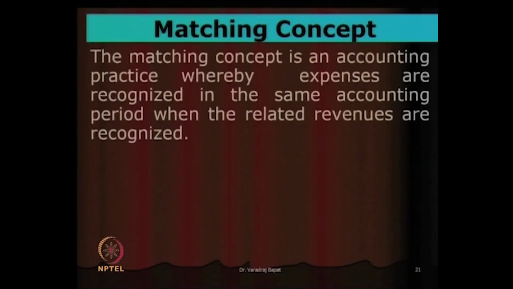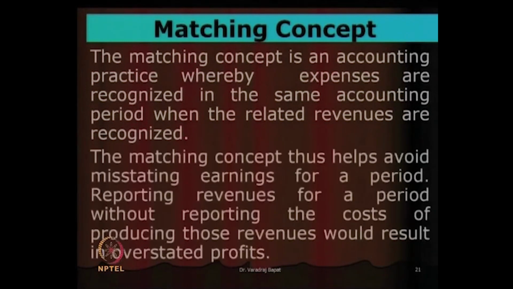Now, let us go to the next concept, that is known as matching concept. Matching concept tells us that whenever the expenses are recorded in a particular period, the related revenue should also be recognized. Matching concept helps us in avoiding misstating income or earnings for a period, and reporting revenue of one period in the next period without reporting the cost. We have just now seen an example where we record purchases, but if we do not record sales, there will be a misstatement, there will be an understatement of profit. Can you think of any other example?